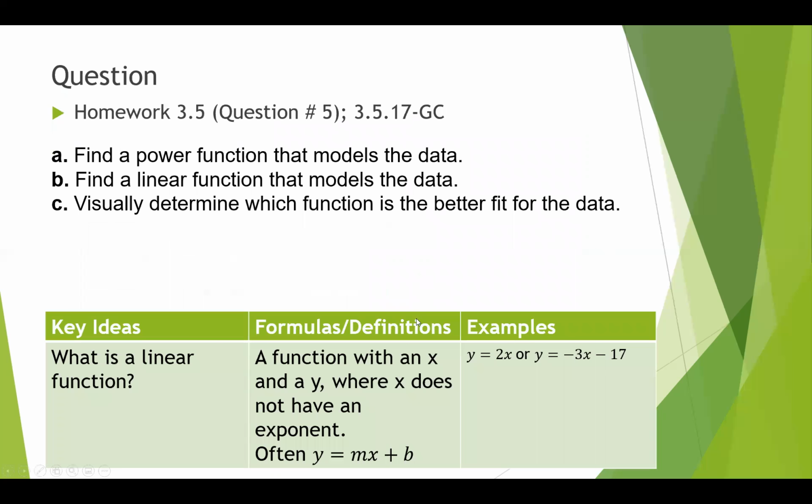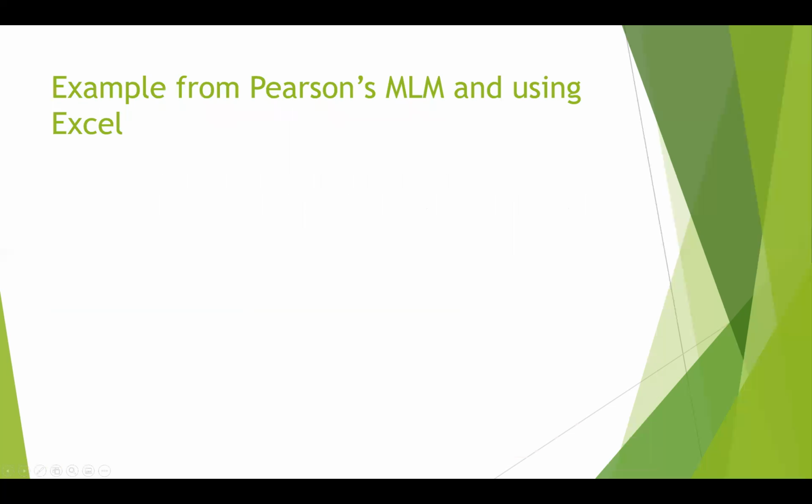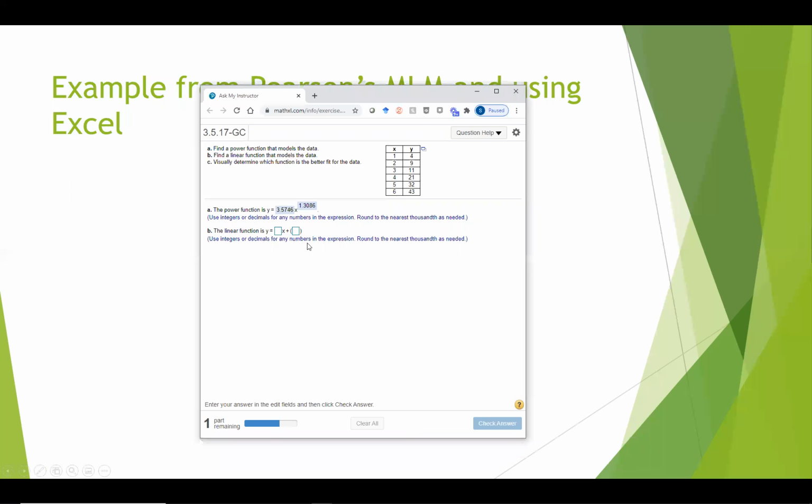So now let's talk about a linear function. A linear function is when you have an x and a y, the x doesn't have an exponent, the y equals mx plus b. And here's a few examples. So now when we come back to our Pearson's problem, we want to find the linear function.